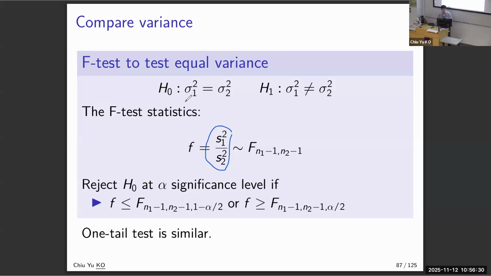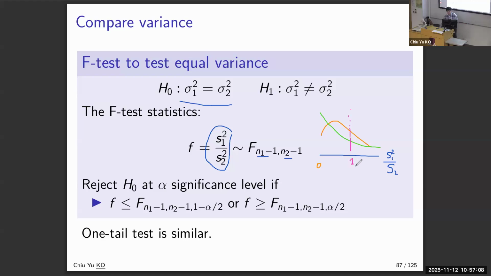So just to repeat, under this, you want to look at S1 squared over S2 squared. The shape, of course, depends on N1 and N2, but in general, the shape looks like this, and this is 0. Remember, a ratio of positive numbers cannot go below 0, right? So depending on N1 and N2, sometimes it looks like this, sometimes it just goes down strictly. And 1 is usually somewhere here. If the null is true, you expect something around 1, right?